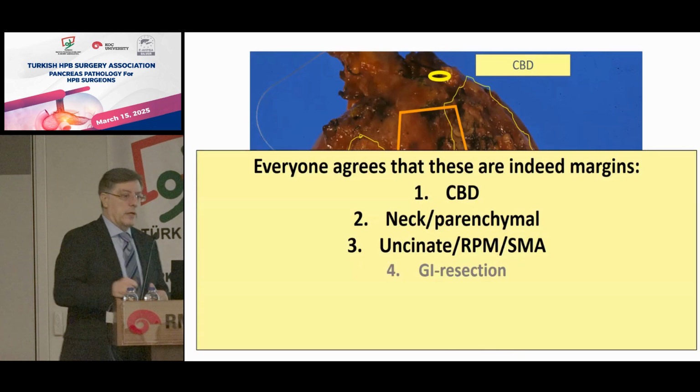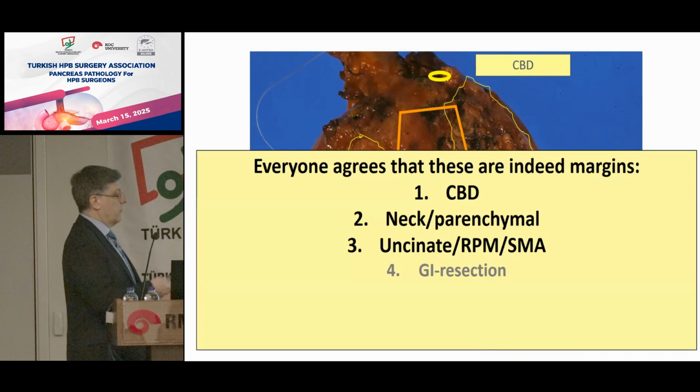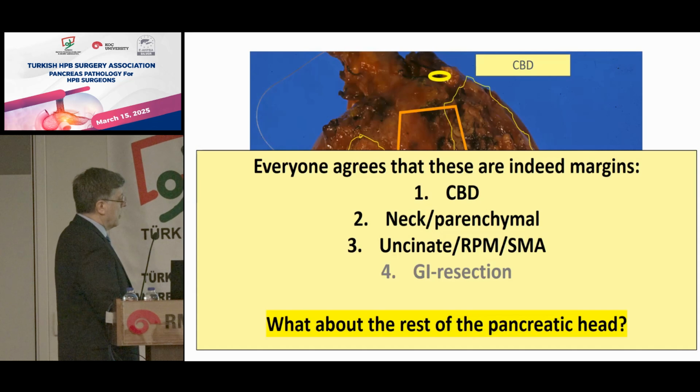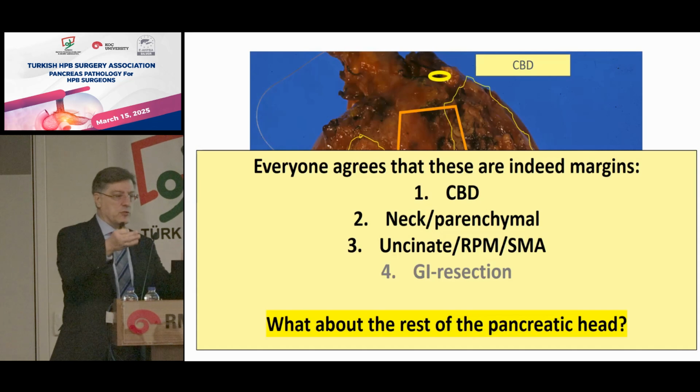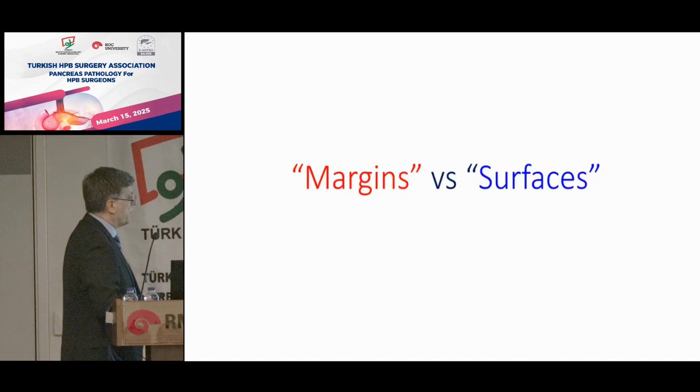Now, in the literature, both surgery and pathology, everybody straightforwardly agrees that common bile duct, neck, and uncinate margins are margins. And we sample them, we document them. GI resections, not so important, but just for documentation, everybody samples it. Now, the question becomes, and here is where surgeons' input may be interesting to them, what about the rest of the pancreatic head?